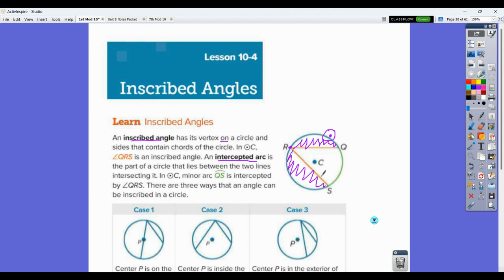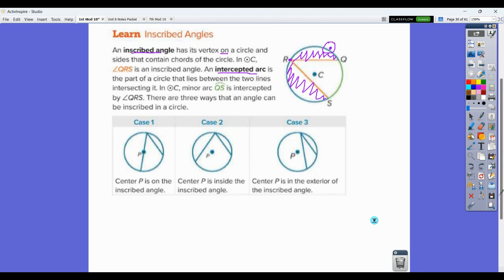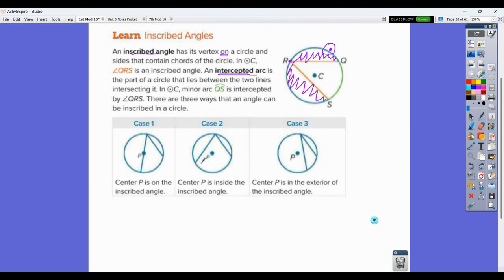There are three ways that an angle can be inscribed in a circle. You don't have to really know these separately, but you could have a diameter and a chord. You could have the chords going around the center, or you have the chords where they're on one side of the center. All this does is talk about the different sizes of these arcs that are going to be here. There's really no reason to know the different cases. Every one of these is an inscribed angle, and that's what's going to come into play there.